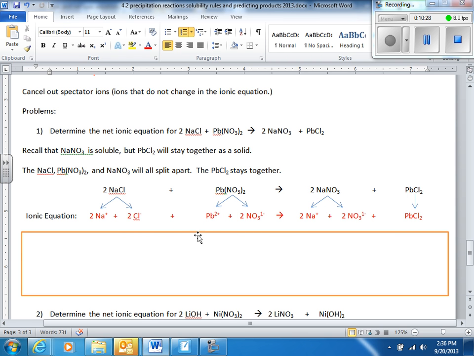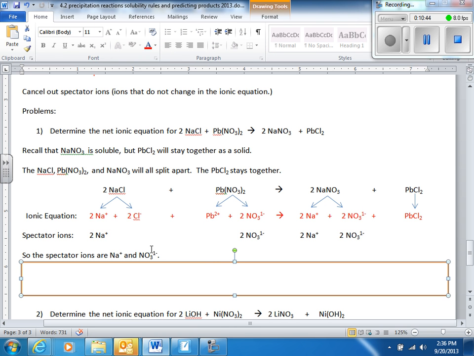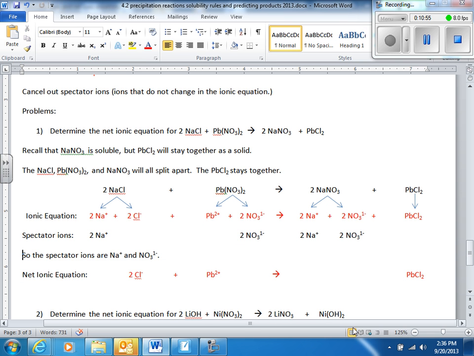I have to find my spectator ions. Who did not change? Let's see, the Na plus looks exactly the same as this one over here. So the Na plus is a spectator. And notice the nitrates on the left and the nitrates on the right look exactly the same. So those are my spectator ions. You see, the Na's did not change. The NO3s, I have the same number of them, and they look exactly the same. So I cancel those out to get my net ionic equation.